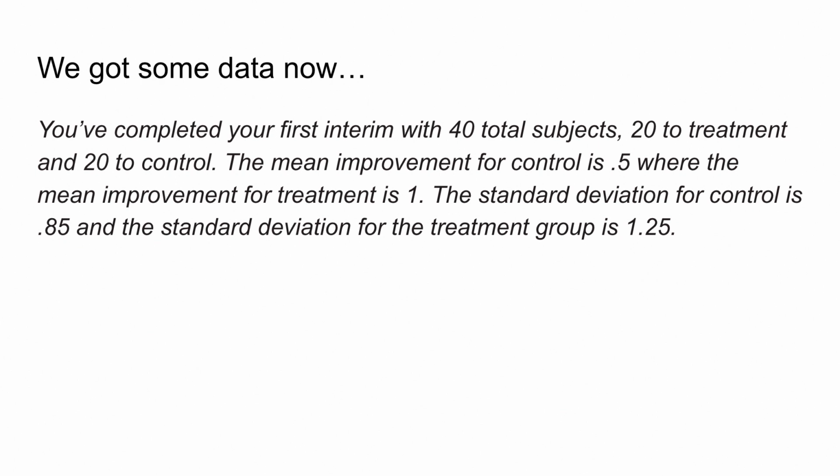So using the same setup as before for the design, now we've got data from our first interim. So we've got 40 total subjects, 20 to treatment, 20 to control. The mean improvement for control is 0.5, where the mean improvement for treatment is 1. The standard deviation for control is 0.85, and the standard deviation for the treatment group is 1.25.